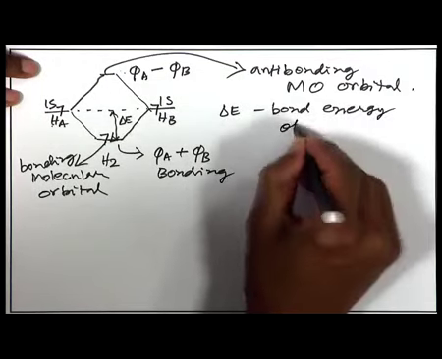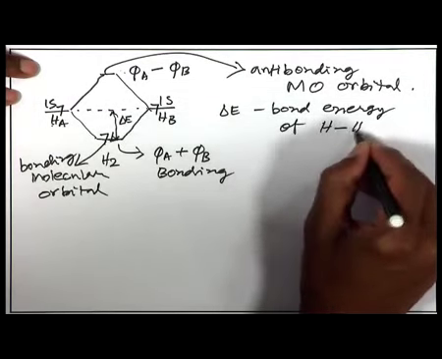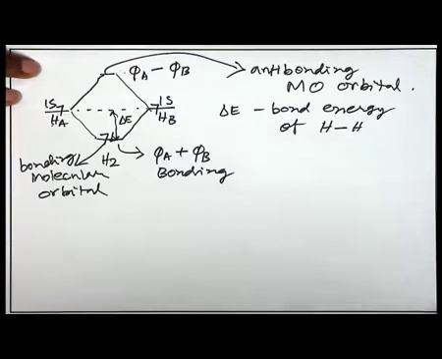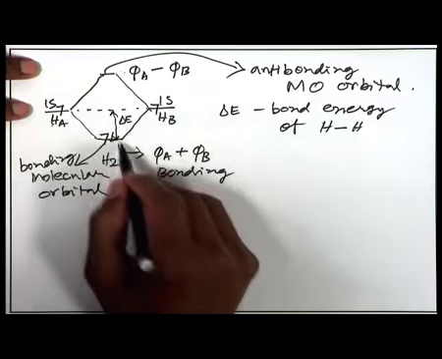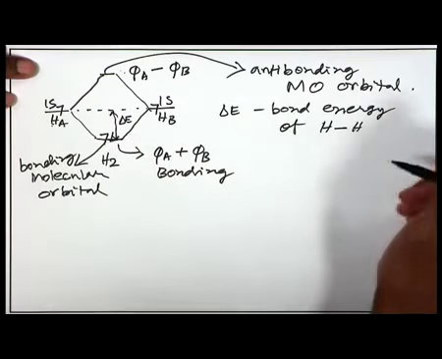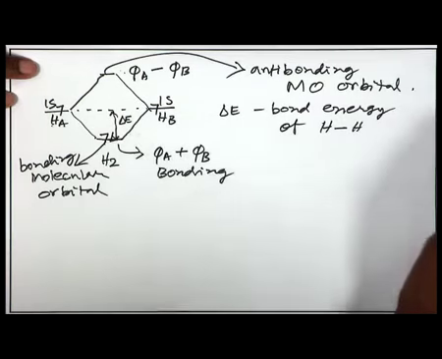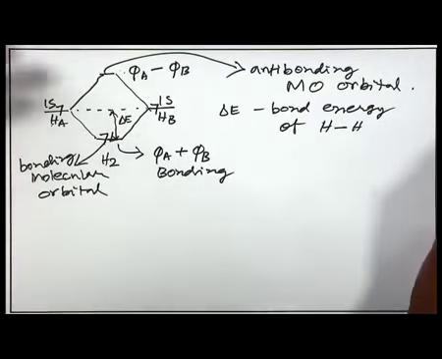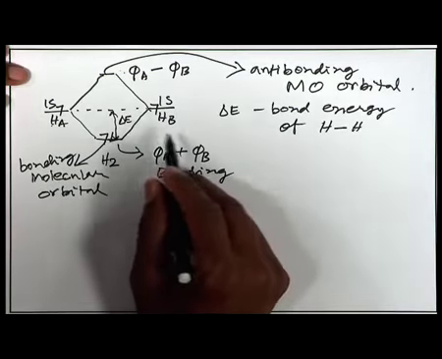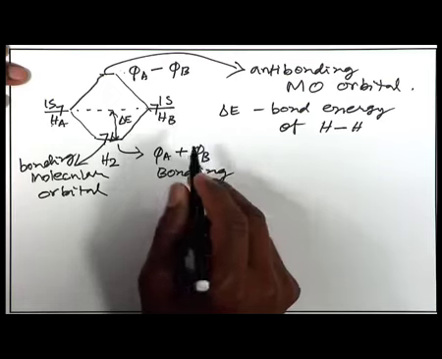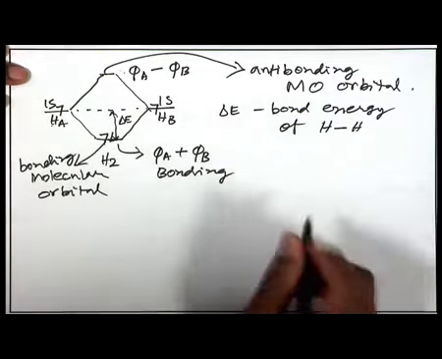This is the bond energy of the bond between two hydrogen atoms. When two hydrogen atoms are combined, this is the amount of energy released that we have seen in terms of the electrostatic potential energy model. We have seen that in the case of valence bond theory. So, here again the same amount of energy released can be calculated this way, by the molecular orbital method.